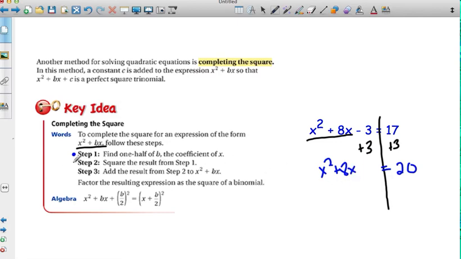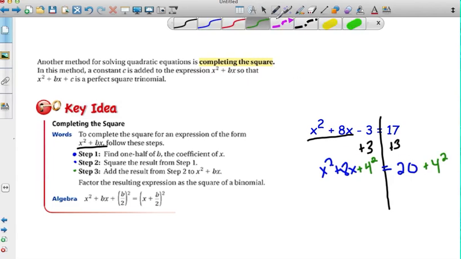Step 2. I'm going to square the result from step 1. So I have a 4. I'm going to use a different color. 4, and then add the result to the original. So I'm going to add 4 squared to the original number. Now, obviously, if I add 4 squared to one side, I'm going to have to add 4 squared to the other side. So I'm going to add 4 squared over here. Let's rewrite what we have now.